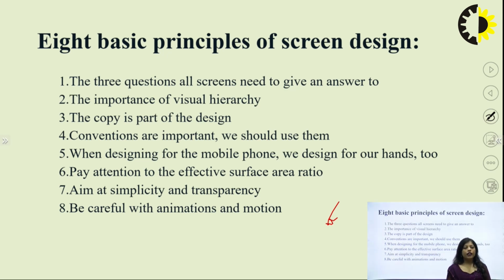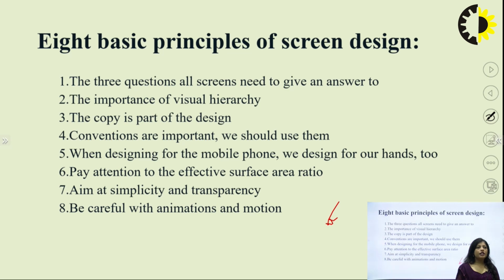When we are designing for a touch screen, the touch screen is used by our hands, by our fingers, so we must think about that when we are designing for the mobile phone or for the touch screen. The screen designer must think that they are designing for our hands, not only for our eyes. It is also designed for our hands. So the screen designer makes sure that the design for the touch screen is comfortable and easy to understand for every user.